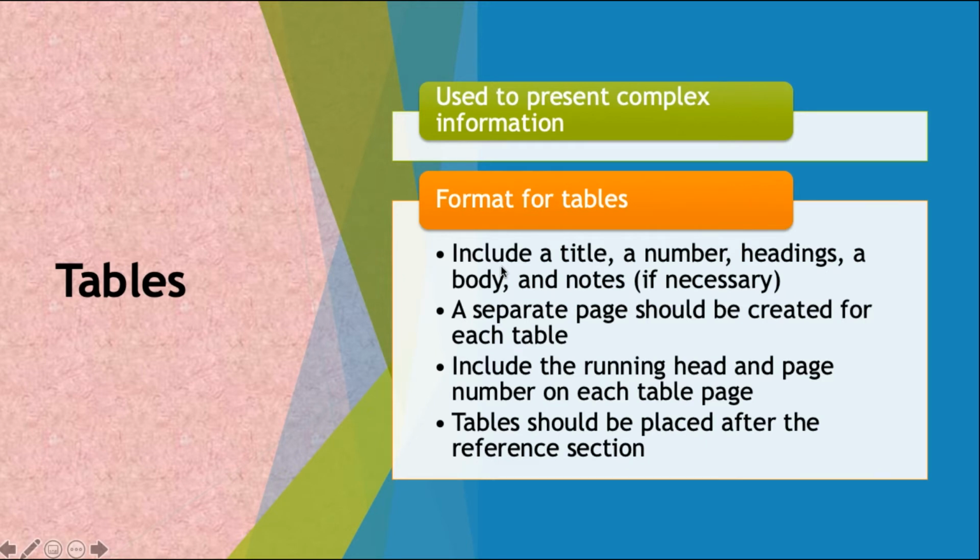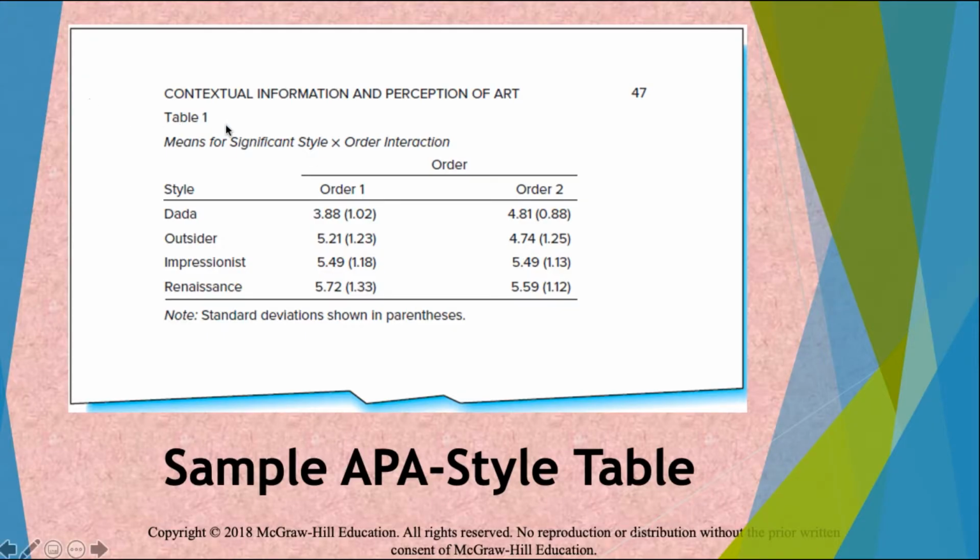So how do we reference tables? Tables are used to present complex information. The format for tables is to include a title, a number, a body, and a note if necessary. A separate page should be created for each table if necessary. Include the running head and page number for each table page, and tables should be placed after the reference section. So here's an example: Table 1, then after a new line, the title of the table, then you have the table, and the last you have the note or a source.